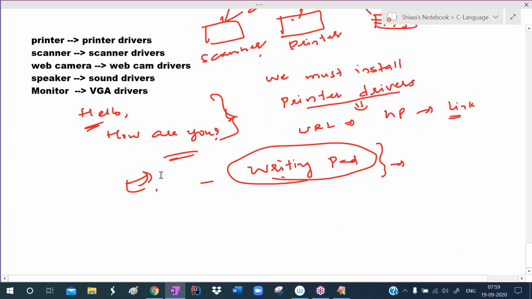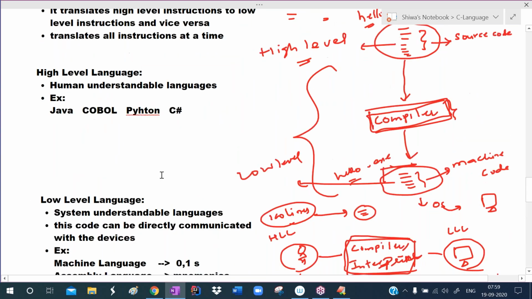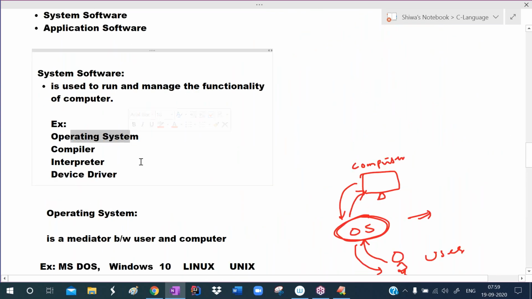Now, this is about system software. If operating system is not there, we cannot do anything. We cannot communicate with the devices. It will not display the first screen. It does not manage the memory. If compilers and interpreters are not there, we cannot understand computer language. Computer cannot understand our language. Communication problem will occur. If device driver software is not there, we cannot communicate with the devices. So all these softwares are compulsory to run the system. Those softwares come under system software.